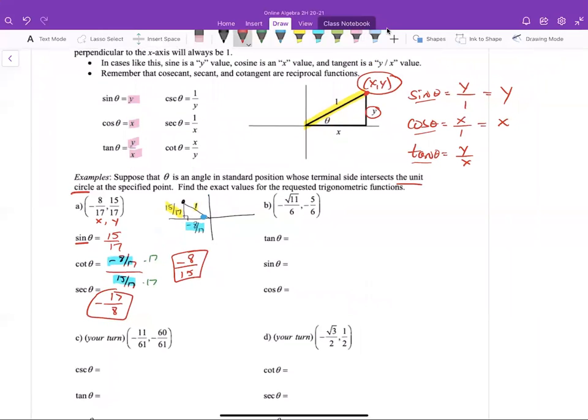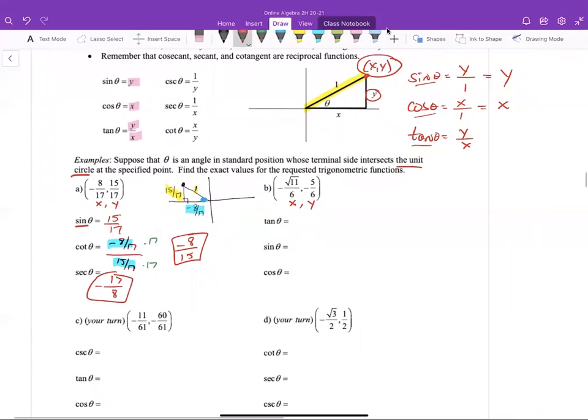Okay, so this is my x value, this is my y value. I'm asked for the tangent of theta, and tangent theta is y over x, and so I will get -5/6 over -√11 over 6. I can multiply both top and bottom by 6. I get -5 over -√11. The negatives will cancel. I can also multiply the top and bottom by the square root of 11, and I will get 5 square roots of 11 over 11.